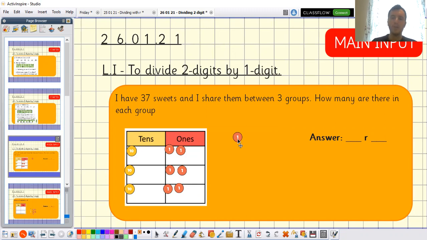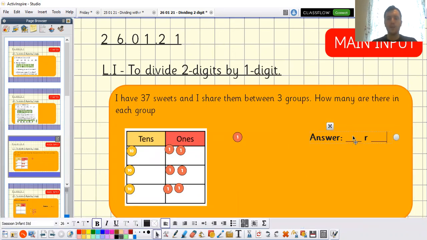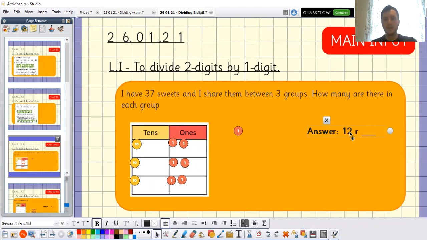So we should now be able to see our answer. Each group has 1 ten, 2 ones, so that's 12, and there is 1 left over. So our answer is 12, remainder 1.